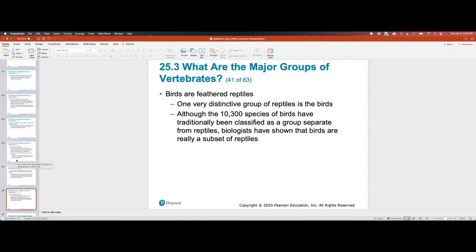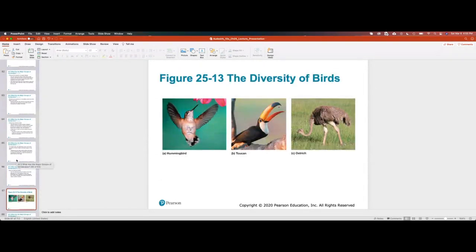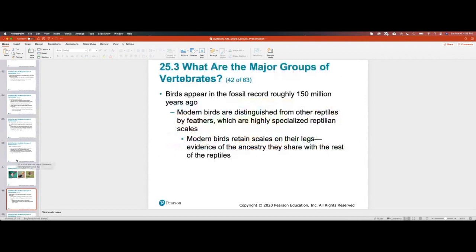Birds are a closely related, distinct group of reptiles. Traditionally they were separated out, but later on we found out that birds really were more closely reptiles than not. They're really a subset. They don't look like traditional reptiles, but if you analyze their genetics and some of their shared characteristics, you would find out that they are more closely associated with reptiles than they are a separate group.